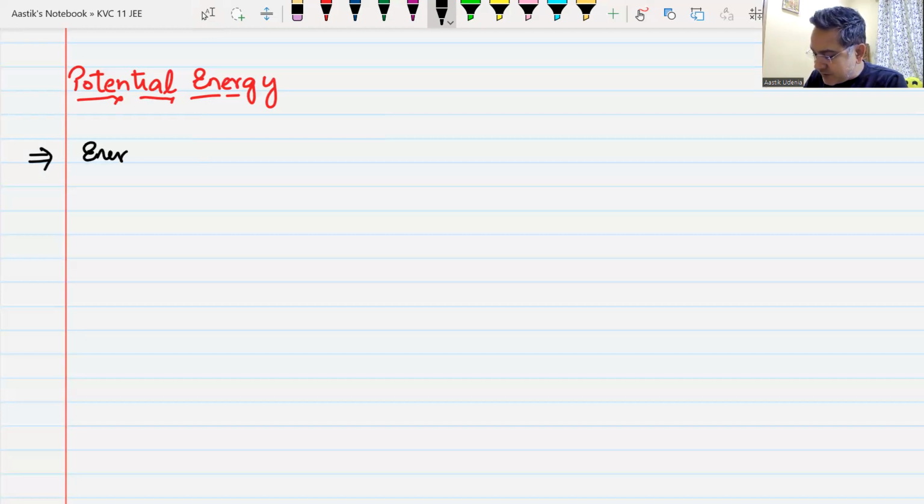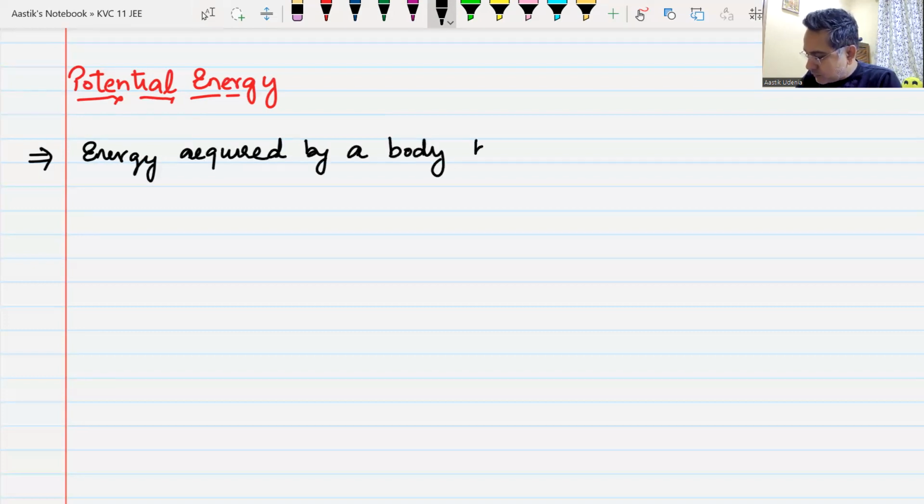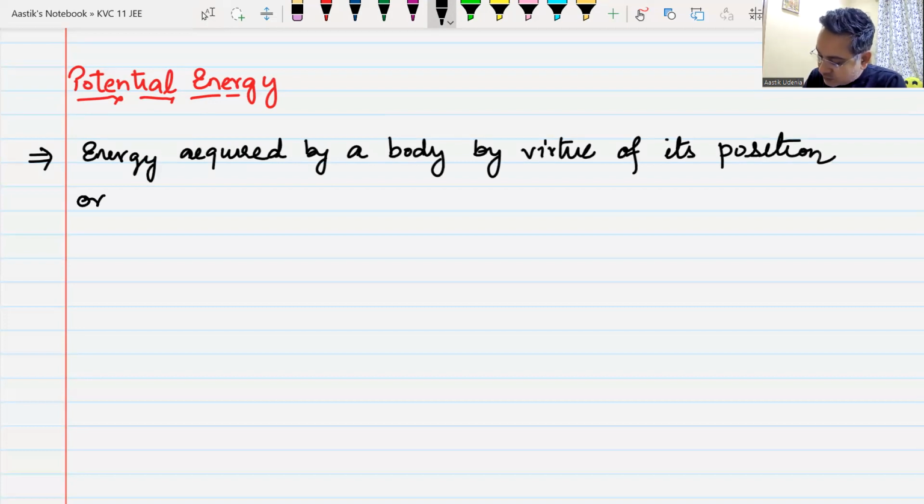This is the energy acquired by a body by virtue of its position, or I can say configuration, how it is placed.